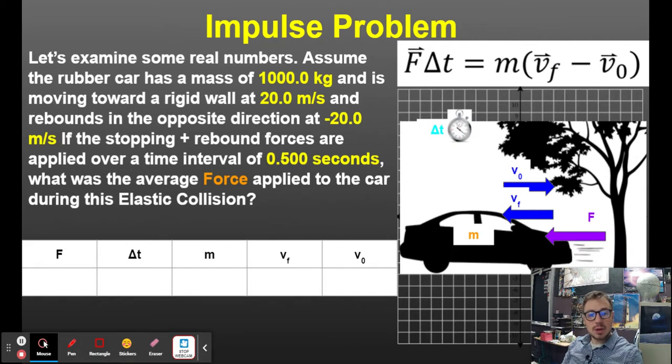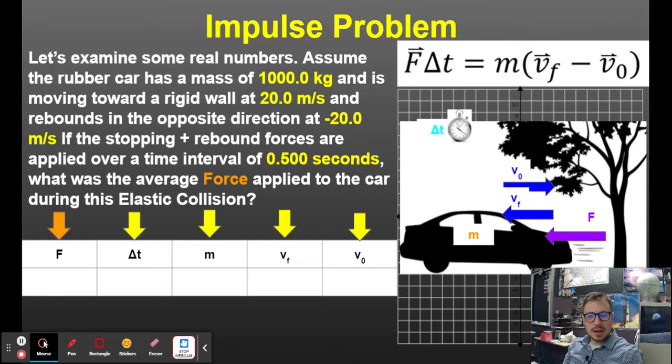Now let's look at the same car, except now this one is made out of rubber. Same mass, 1,000 kilograms, moving toward a rigid wall at 20 meters per second, except now it rebounds. So it bounces and rebounds going in the opposite direction at the same speed, so negative 20 meters per second. And it takes the same amount of time: stopping plus rebound applied over a time interval of 0.5 seconds. What was the average force applied to the car during the elastic collision?